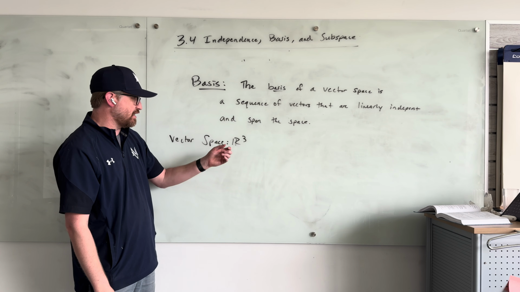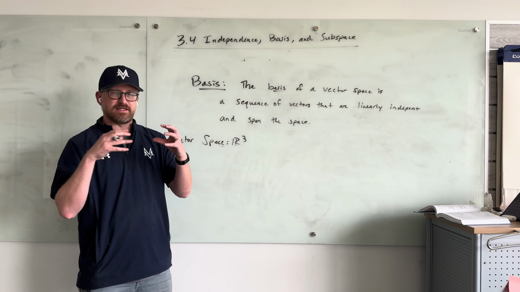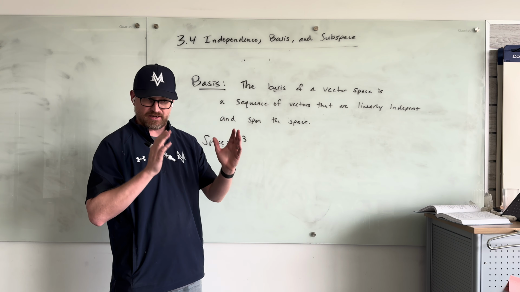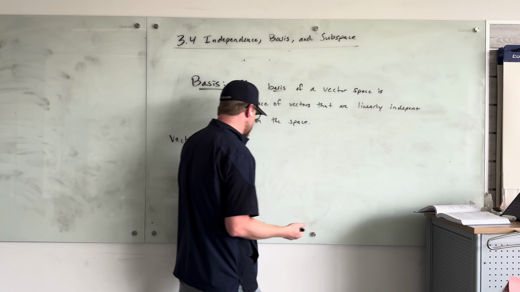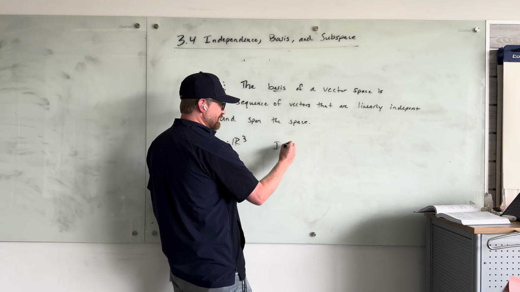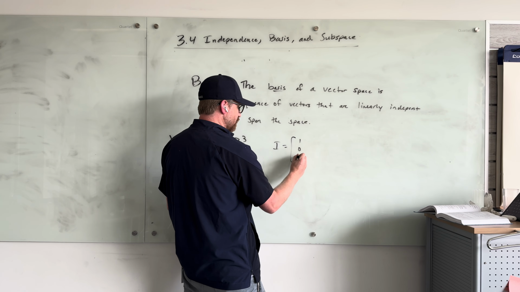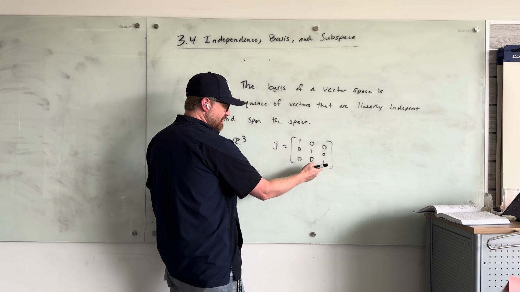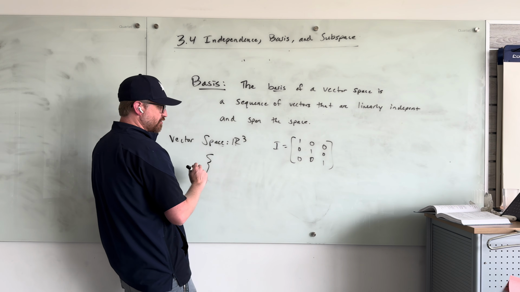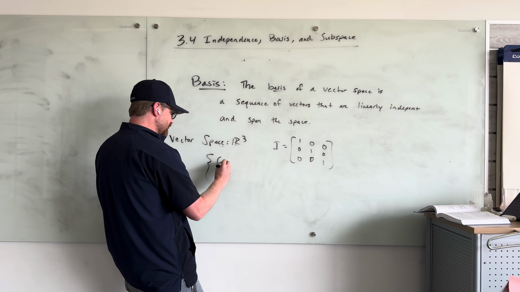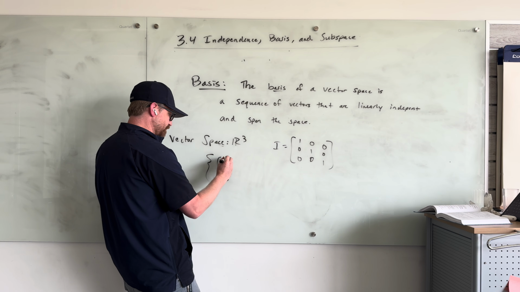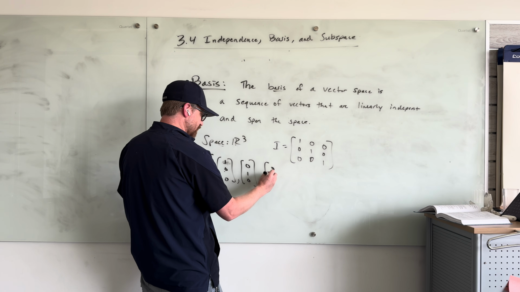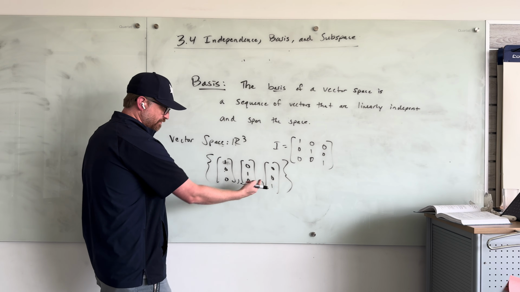So for example, the most basic basis for this space would be using the 3 identity vectors, the elementary vectors. That is the standard basis. If I take the identity matrix, which would be 1, 0, 0, 0, 1, 0, 0, 0, 1, and take the columns of this, that's the sequence we're looking at: 1, 0, 0, I'm really struggling with my zeros and ones, 0, 1, 0, and 0, 0, 1.